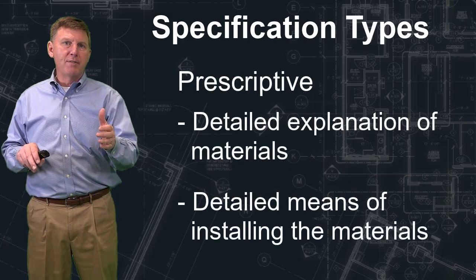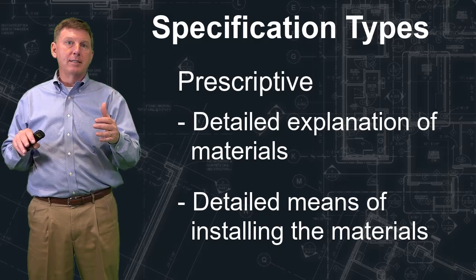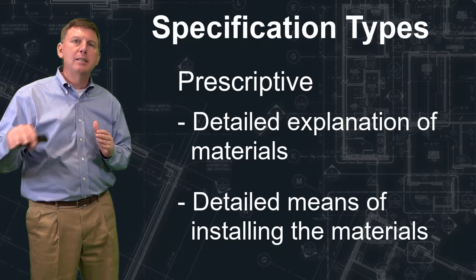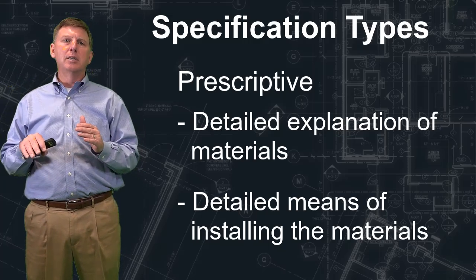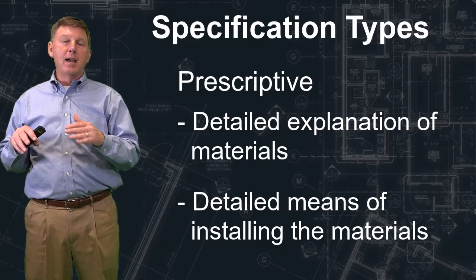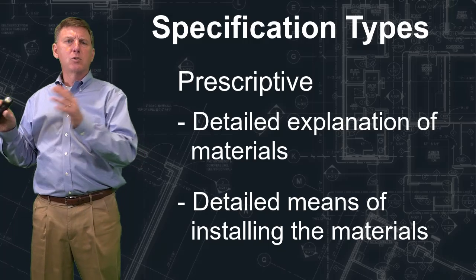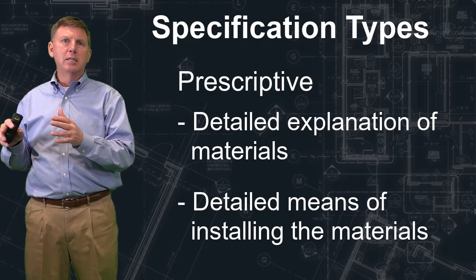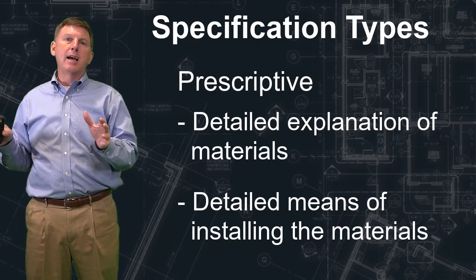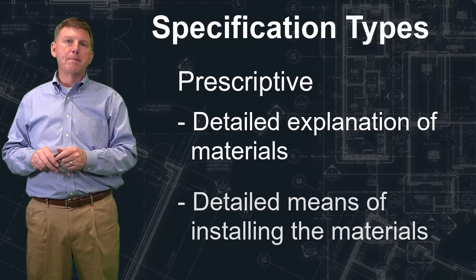A prescriptive specification is almost the opposite. It tells exactly what materials you're going to use and exactly the means and methods of installation. Prescriptive specs are much longer in nature. And we're seeing more and more prescriptive specs because the sources for these specifications are being used by almost all architects and engineers, and they are very prescriptive. It makes it actually pretty easy for them to prepare.